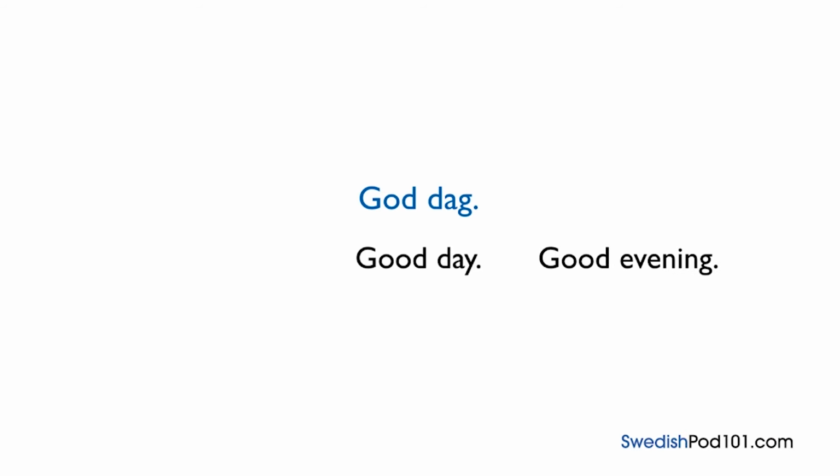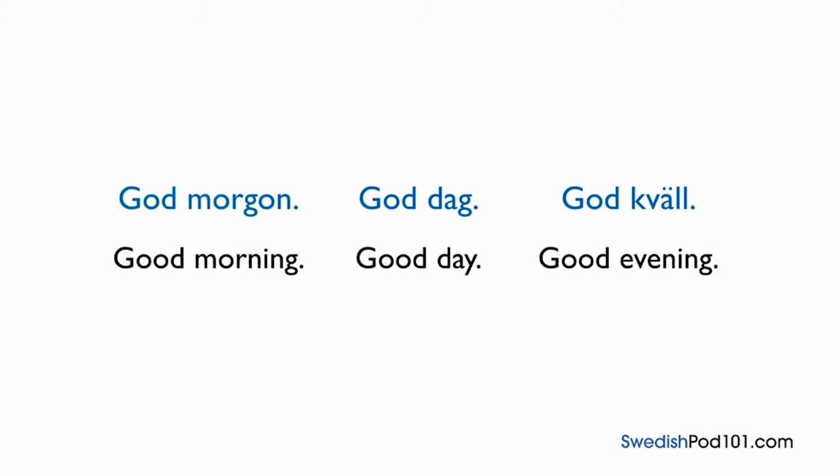During the evening we say god kväll. Kväll is Swedish for evening. So god kväll means good evening. Finally, in the morning we say god morgon. This means good morning. However, instead of god dag and god kväll, it's much more common to just use hej. God morgon, on the other hand, is still the most common phrase to use in the morning.